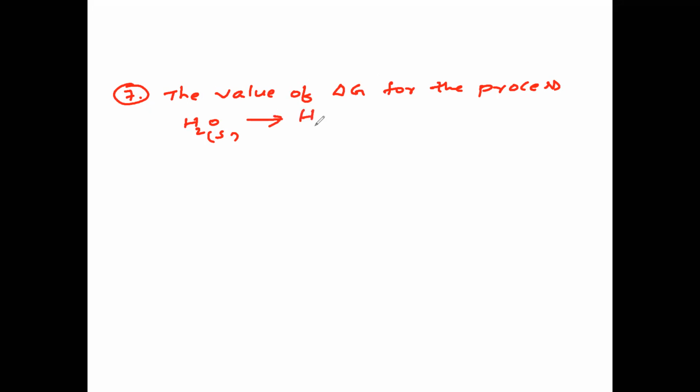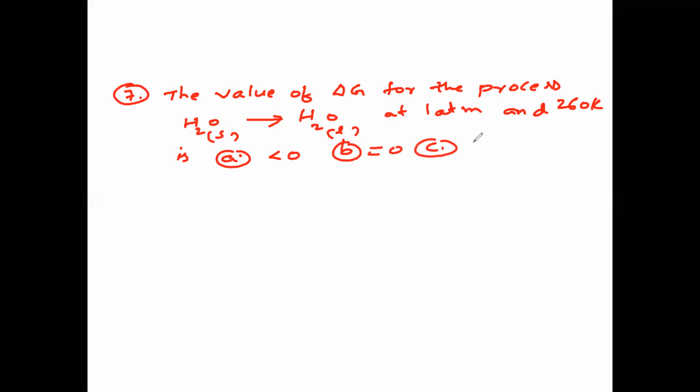The value of delta G for the process H2O solid, that is ice, changing to H2O liquid at 1 atmosphere and 260 kelvins is: option 1, less than 0; option 2, equal to 0; option 3, greater than 0; and option 4, unpredictable.